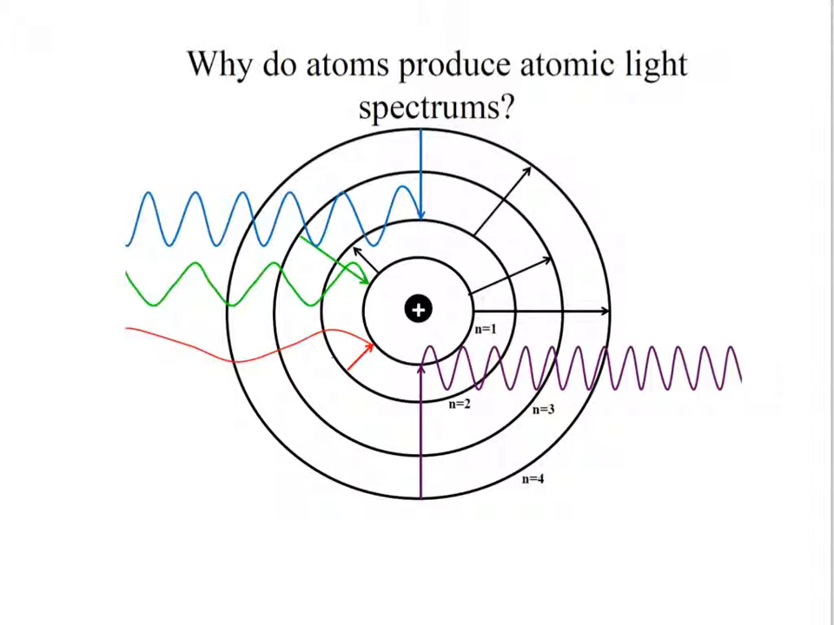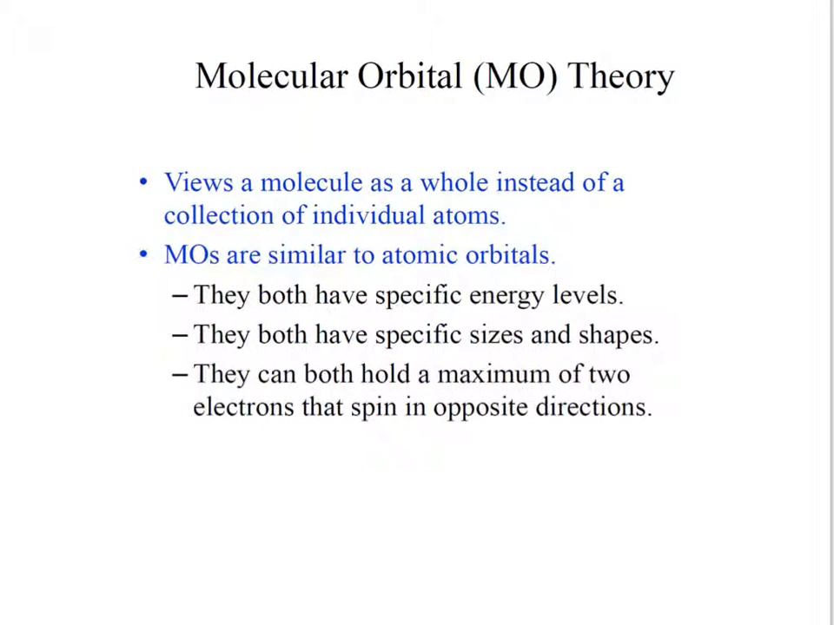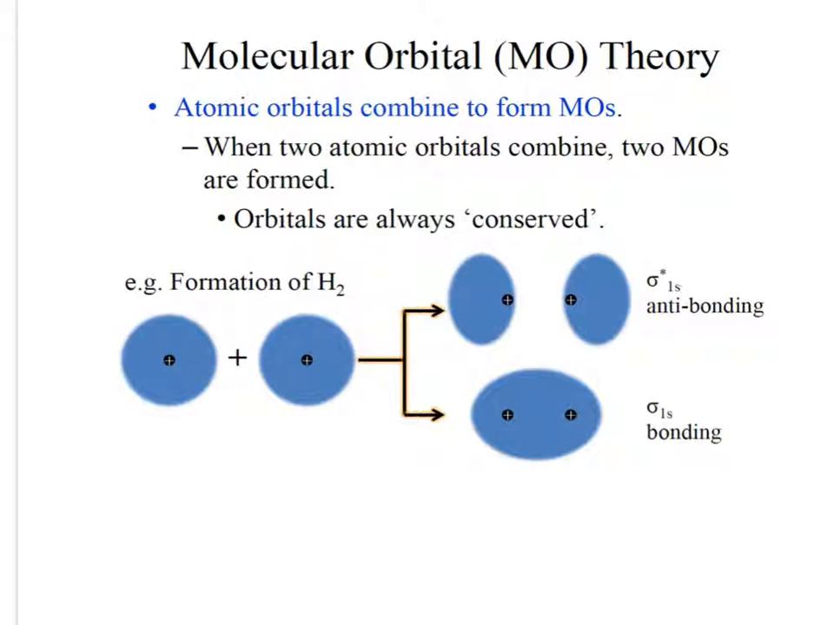Okay, this is a review of the hybrid orbital theory, which was covered in the last unit, right? It's very useful for explaining molecular geometry. Okay, now we're going to look at molecular orbital theory. It's a completely different theory of chemical bonding, which is used to explain different observations. So in this example, we're going to look at hydrogen, and two hydrogen atoms are going to form H2.